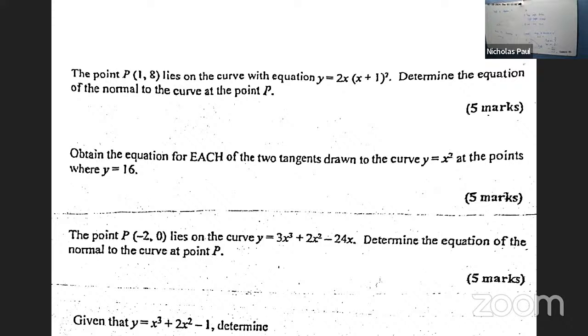To differentiate, it should be using the product rule, right? What's the product rule again? u is 2x and v is (x plus 1) squared, which we created earlier. What's the differential of 2x again?